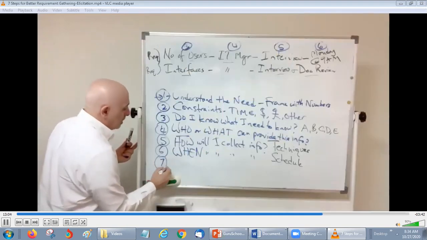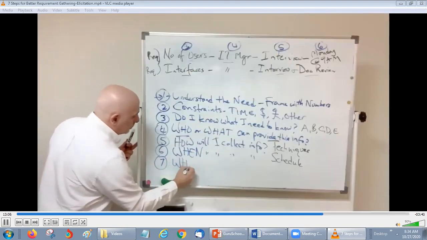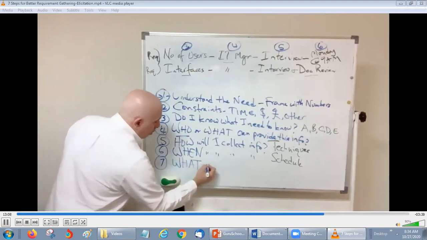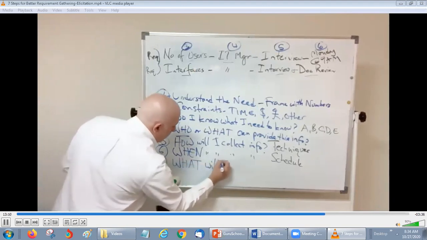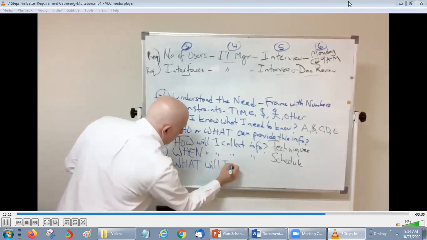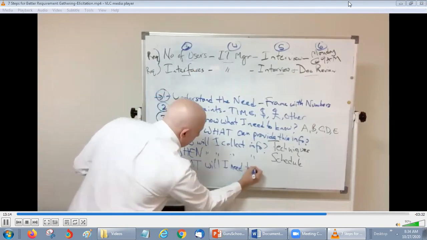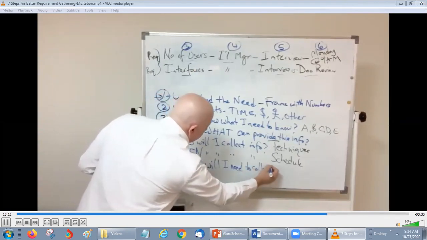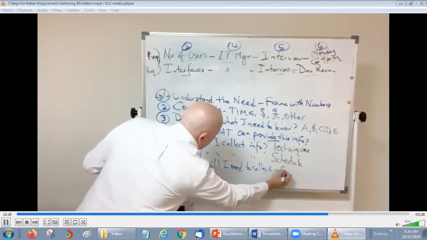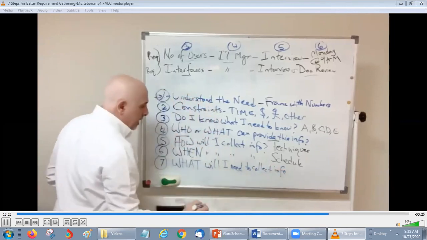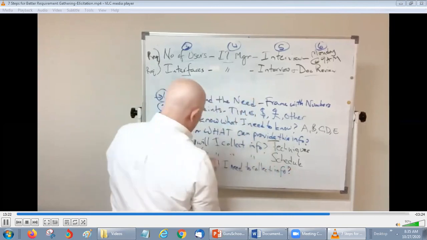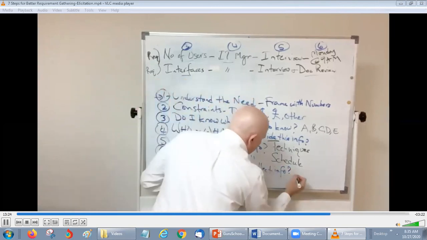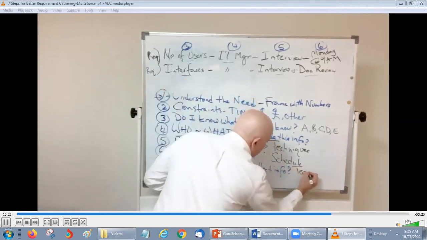to do is ask yourself, what will I need to collect info? And in this step, what I mean is people or tools. So here I'm just going to write people or team and tools.